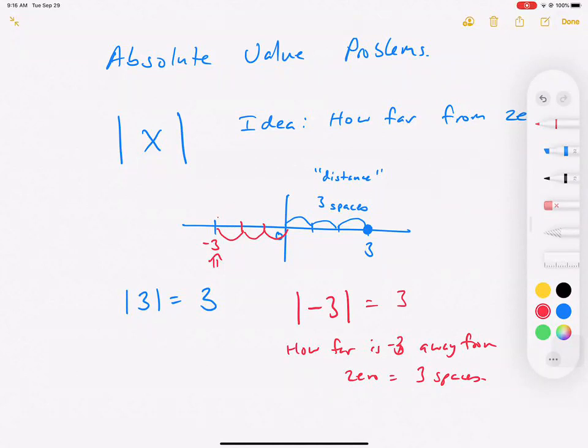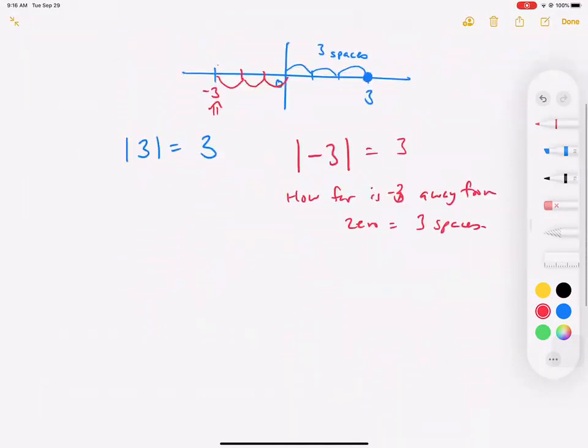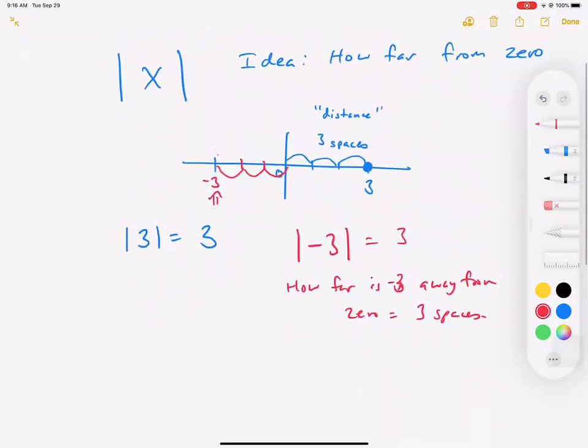So this is the big takeaway of absolute values. It makes everything positive, essentially, because absolute value is a fancy way of saying distance. How far is positive 3 away from 0? Oh, it's 3 spaces, easy. How far is negative 3 away from 0? Oh, that's also 3 spaces. But practically, it really just makes all numbers positive.